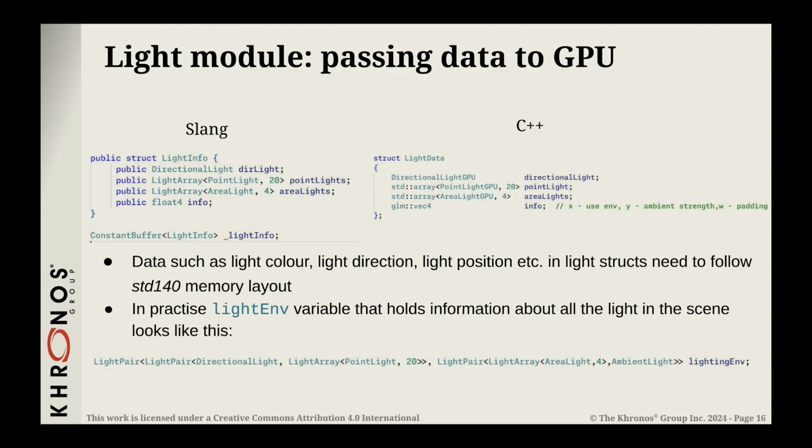A simple memcpy to a mapped pointer from a uniform buffer object will correctly populate the data, assuming of course all light types follow the STD140 memory layout. And lastly, this is how the light environment variable looks in practice. It contains all light sources in the scene, and to be fair, it's quite a big type.